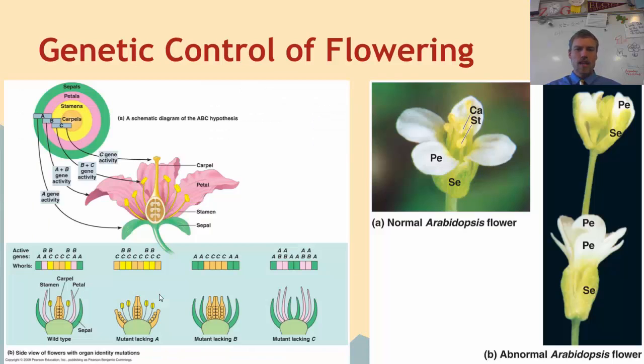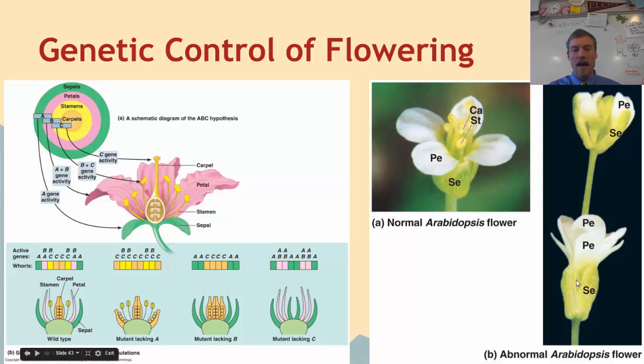So finally, genetic control of flowering. You can see that here we've got the sepals, the petals, the carpel, and the stamen that have all formed normally. However, you can have abnormal development that can occur with mutations, mixing of the genes, all that kind of stuff. You can get various combinations.